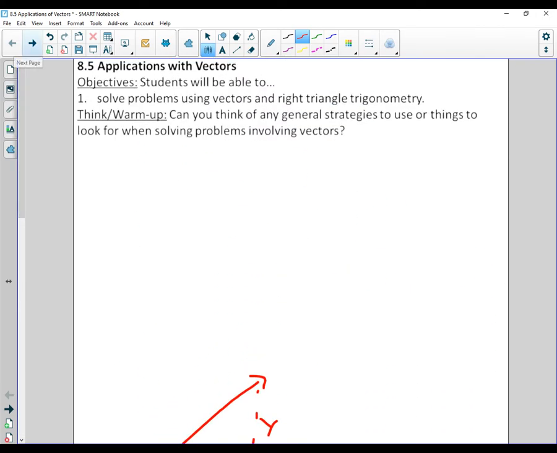Now we're going to apply some of that knowledge. This think/warm up might be a little weird, because it's always hard asking not a specific question. But can you think of any general strategies to use or things to look for when solving problems involving vectors? Just in general. What's something super useful that you like to do? Anything?